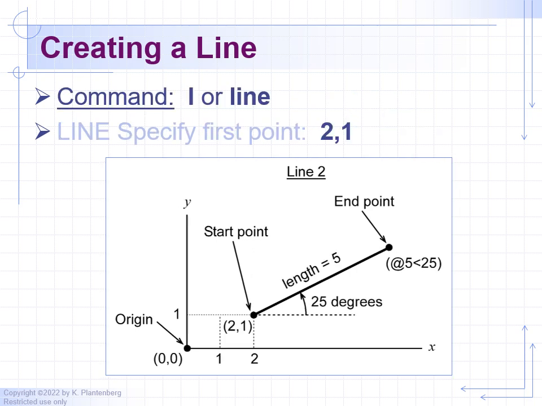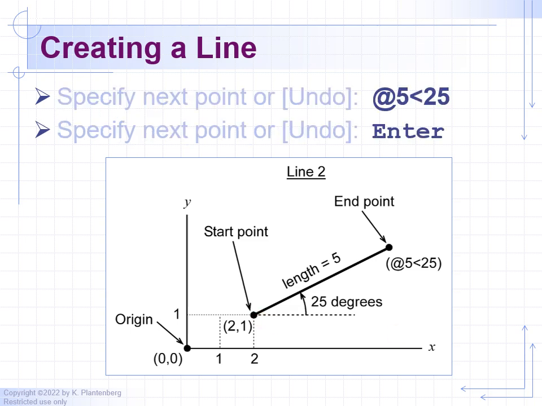Keep in mind, you can combine these two, and this is done very often. Again, we'll start to draw our line. We pick a point. Now we're using absolute coordinates, so 2,1. So it's 2 units over from the origin, 1 unit up from the origin. That's our start point.